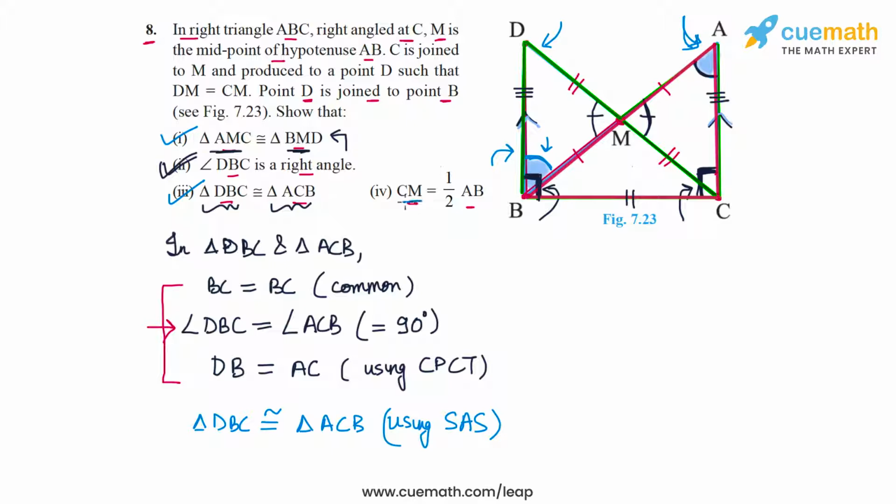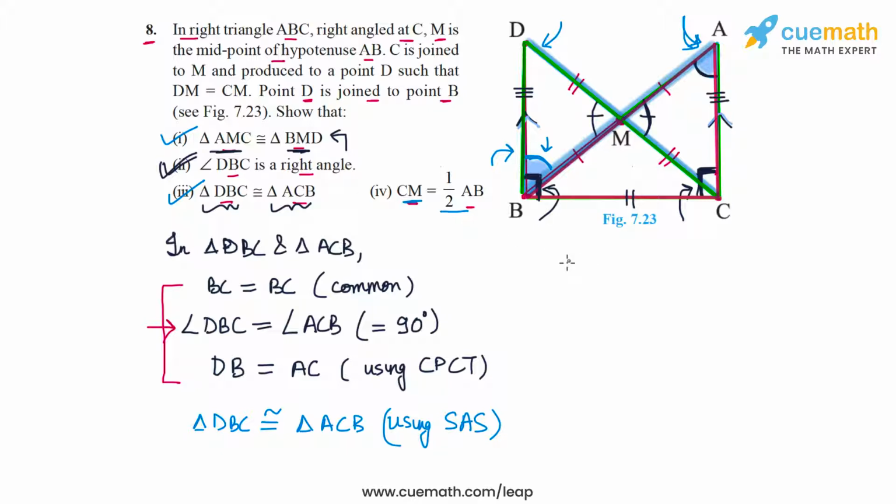Finally, we have to prove that CM is equal to half AB. Now let's use the result from part 3. So because triangle DBC and triangle ACB are congruent, we note that their hypotenuse, let me highlight those. So the hypotenuse of triangle DBC is this side DC, and the hypotenuse of triangle ACB is this side AB. So these two will be equal.